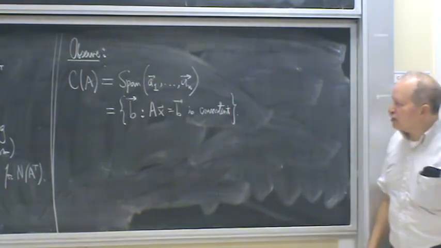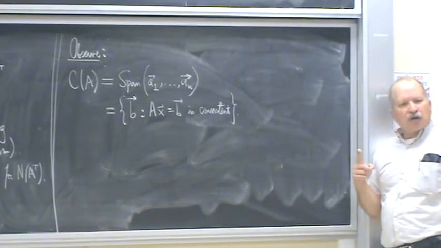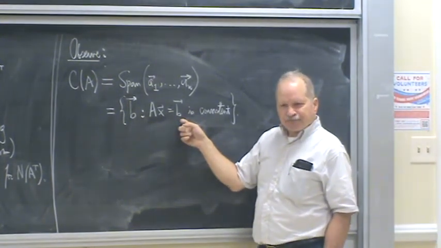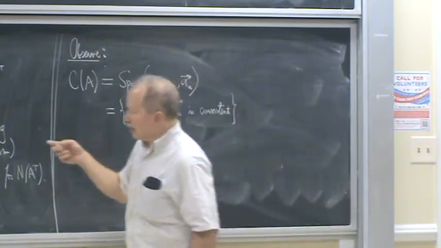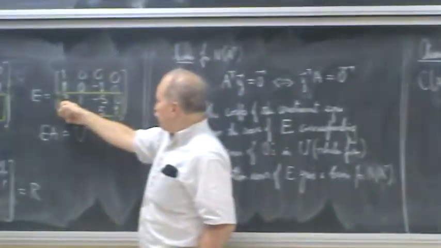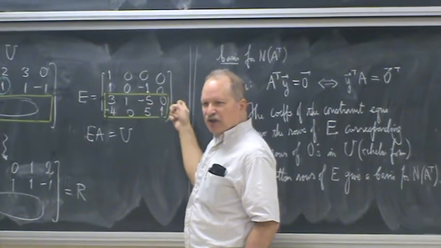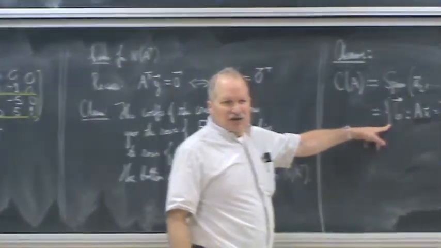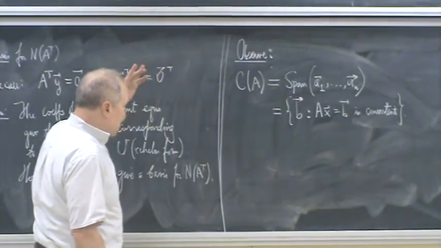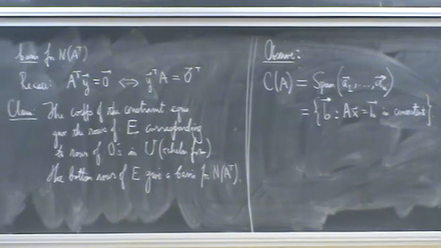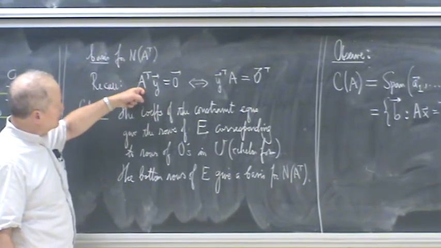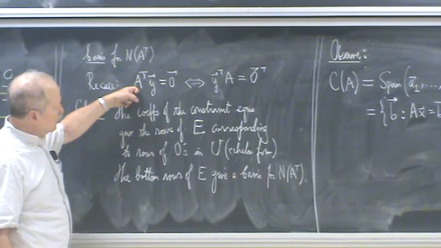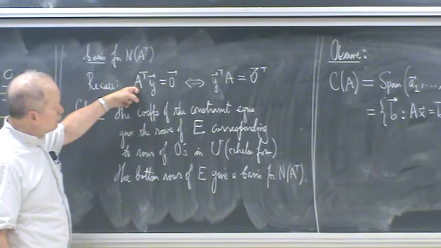So when you wrote out constraint equations for Ax equals B to be consistent, you were giving equations like we had here, 3b1 plus b2 minus 5b3 equals 0. Those were equations that had to hold for these b's. So what does it mean then if we're saying that we get those equations from the left null space? That the B's are.